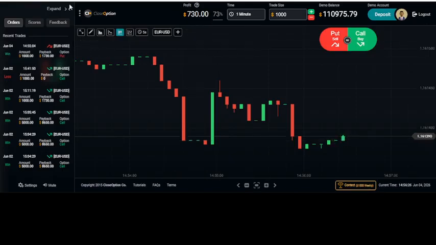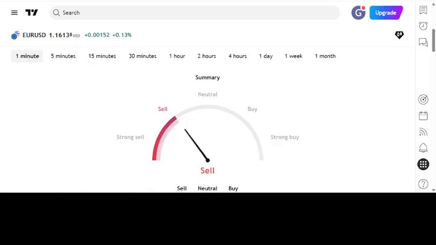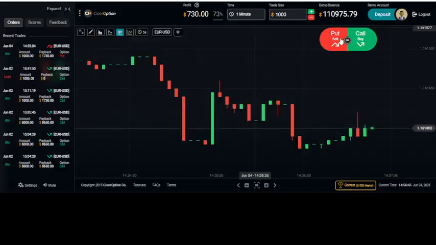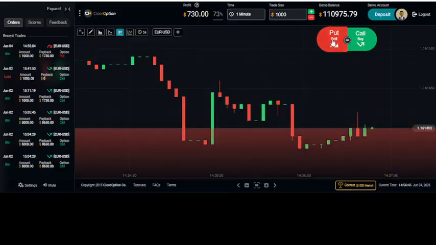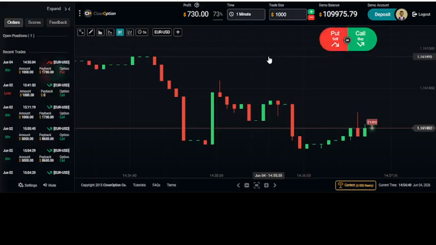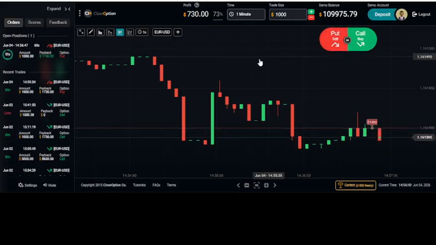Okay, so let's go back to the technical indicator here on TradingView. What you do is you hit the 1 minute, the 5 minute. Then in order to reset the indicator, I'll click on 1 minute again. Okay, it's telling me to sell again. So let's go ahead and take a put trade or a sell trade here and see what happens.